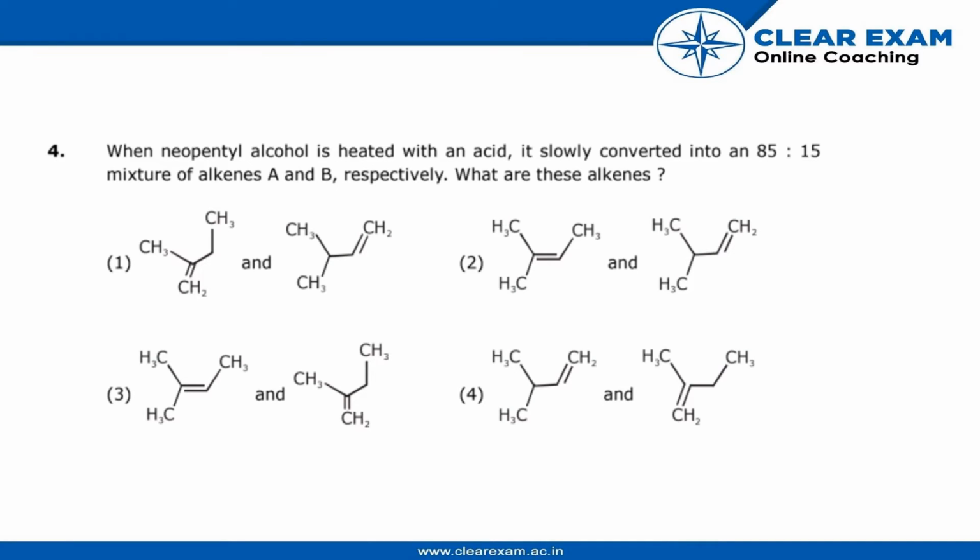So in this question we have a compound, neopentyl alcohol, which when heated with acid slowly converts into an 85 to 15 ratio mixture of alkenes A and B respectively. We need to find these alkenes. So we will do the reaction with the neopentyl alcohol.